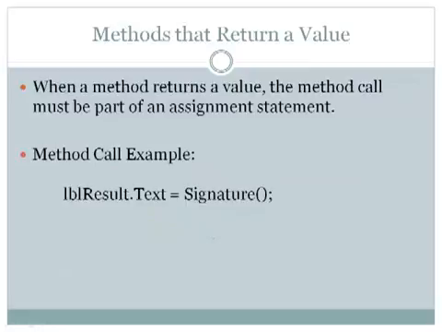Now, when a method returns a value, the method call has to be actually part of an assignment statement. So if I have created by J. Smith and that value is being sent back over, if all I did was just have signature called and I didn't have it set to something, then that value would just be floating there. So in this case, I have label result.text equals, and then it will be created by J. Smith. So typically whenever you have something that's being returned, it's going to be on the right side of an assignment statement.